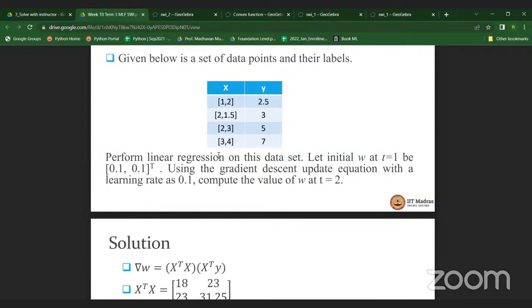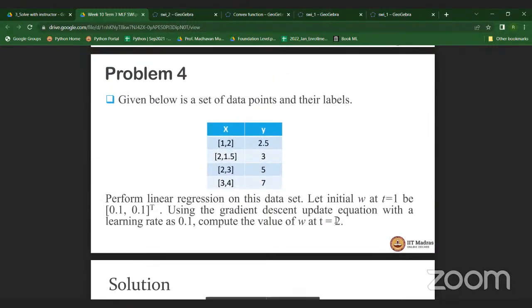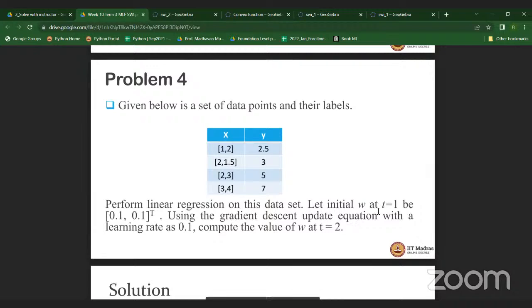Okay, we need to perform linear regression on this data set. Let the initial w at t equals 1, that is the first iteration, be 0.1. I mean the w vector, which is the initial w value given. Using the gradient descent algorithm with a learning rate of 0.1, which means eta is 0.1, we need to calculate the next w value, the weight vector for t equals 2.